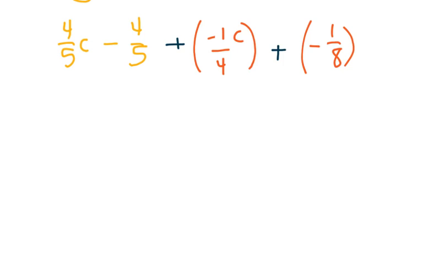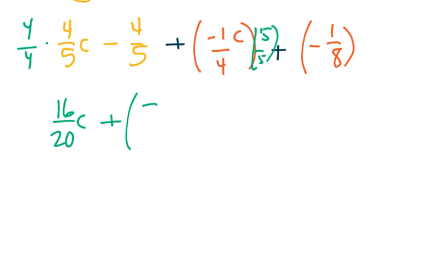I'm going to use 20 as my common denominator. So to have a common denominator of 20, I will multiply this first fraction out here by 4/4. That's a form of 1. And I'll multiply this one by 5/5. So that will give me 16/20 c plus, when I multiply the negative times a positive, that's a negative 5/20 c.